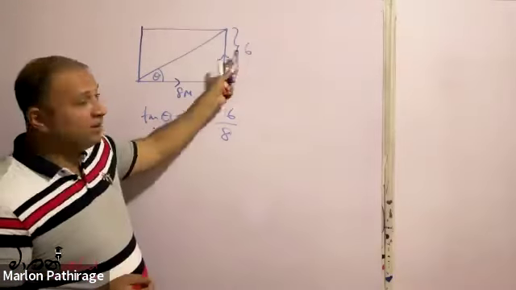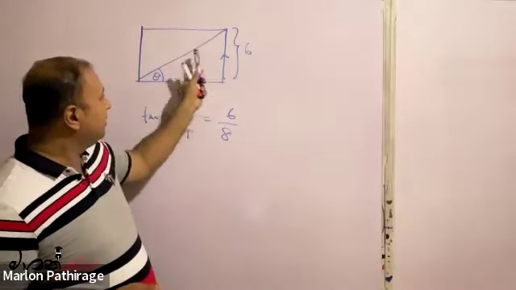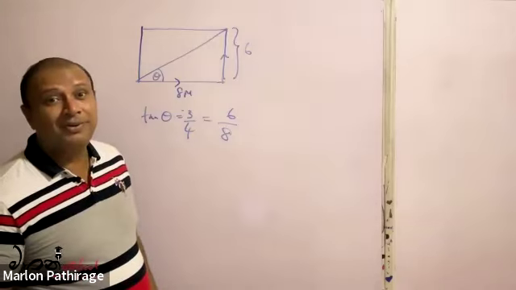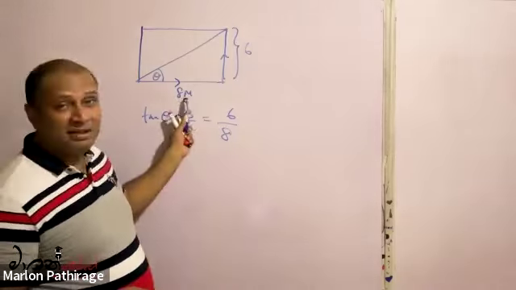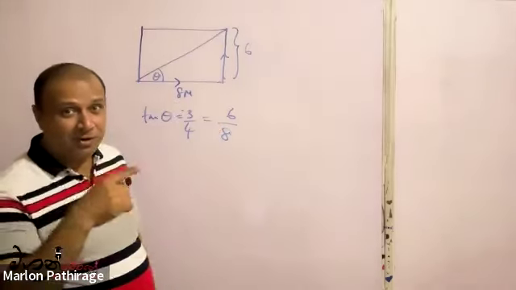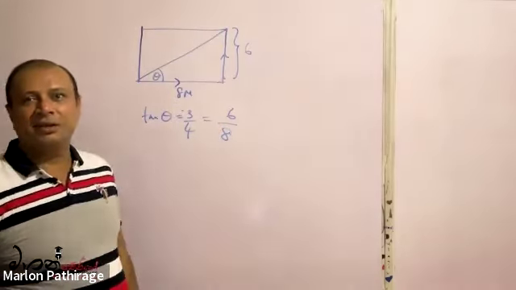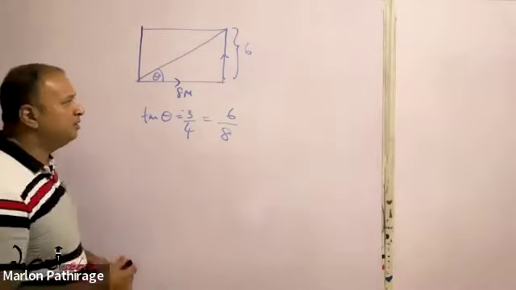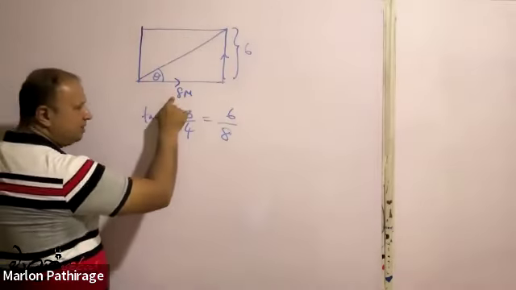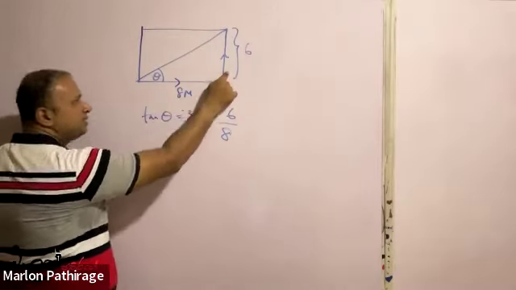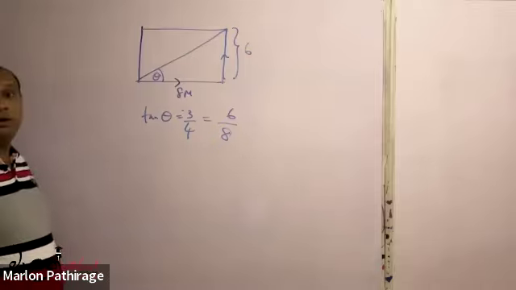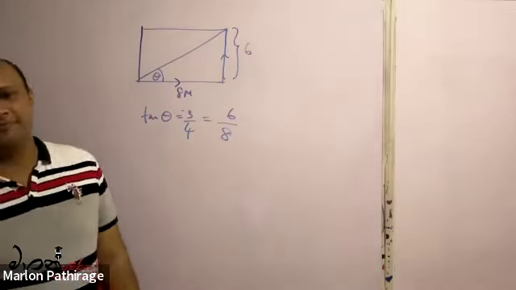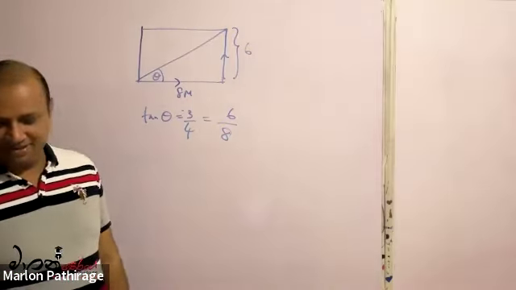So if this vector is 6 Newton, the resultant vector should be equal to the square root of 8 squared plus 6 squared. And you can use Pythagoras theorem. If you use Pythagoras theorem, this is 64 plus 36, 100. The square root of 100 is 10. This is 10.